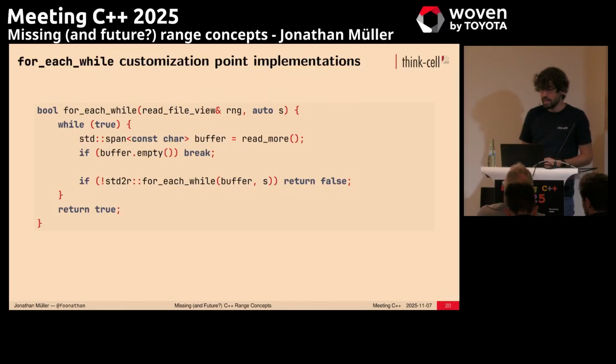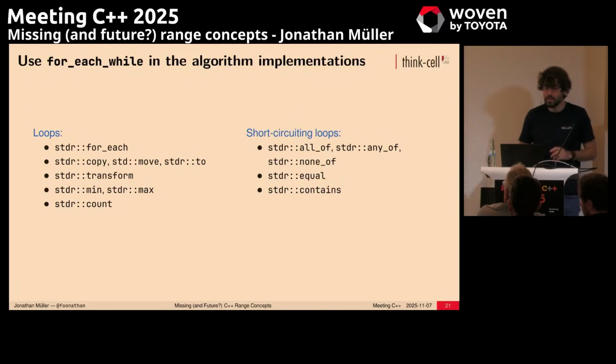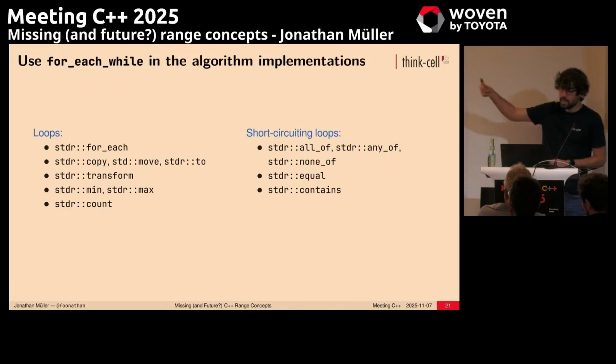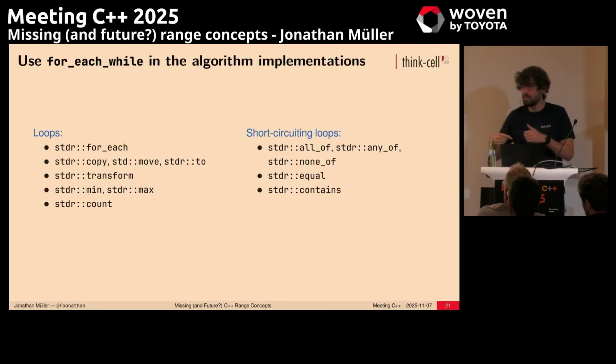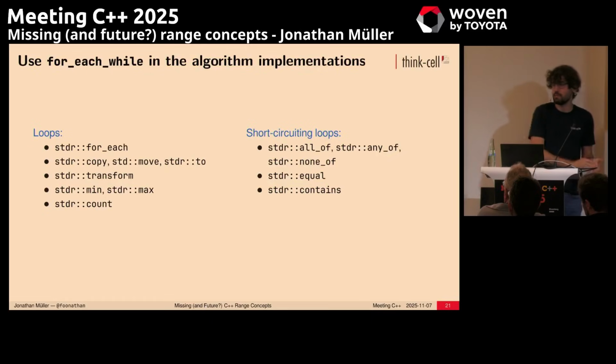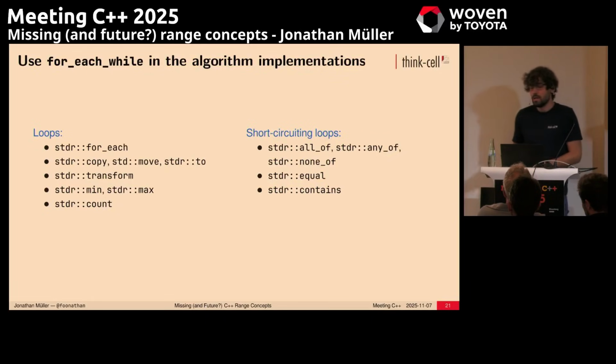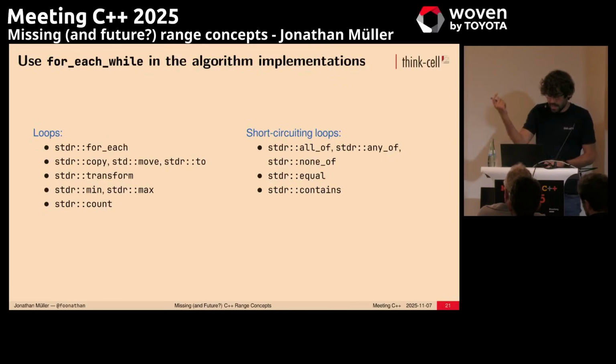And now that we have for_each_while, we can use it in all the algorithm implementations that are essentially loops. So for_each, copy, min, max, count, they can all be implemented in terms of for_each_while instead of iterators, right? Similarly, because it can exit early, we can also use it in the short circuiting loops. So like all_of, any_of, none_of, equal, or contains.